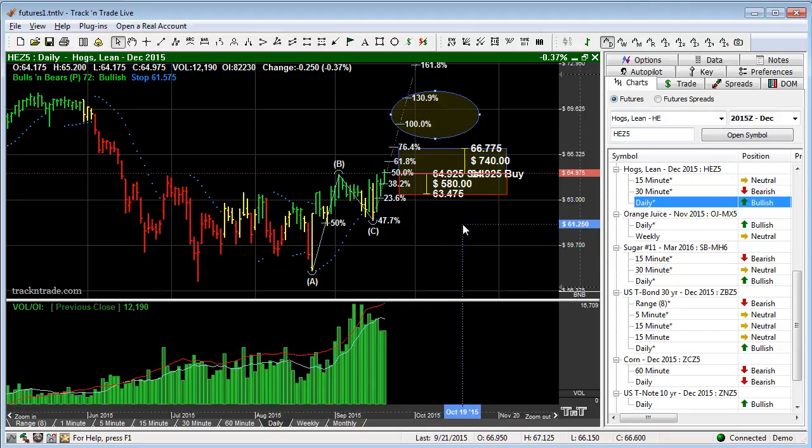So this is the market that we're looking at. This is the market we're following, and I invite you to go down and take a trial of Track and Trade Live if you haven't already got it, and follow along with me on this particular trade.